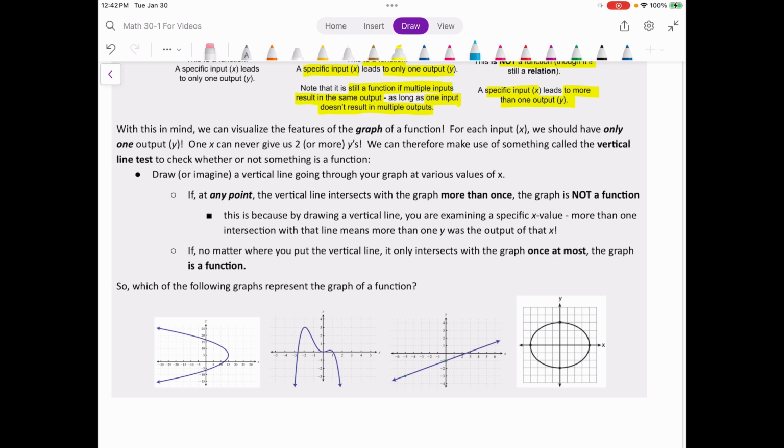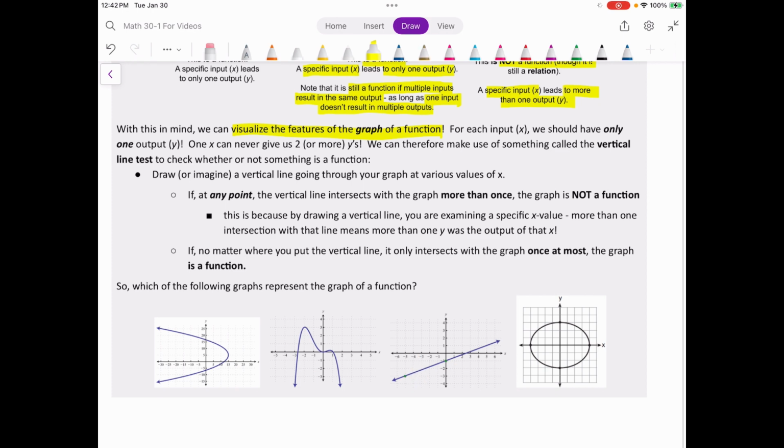So with this in mind, we can visualize the features of the graph of a function, right? Start thinking about that. What does that mean? What would the graph look like if each x only ever gives us one specific y, right? If you look ahead a bit here, you can start to think about which of these graphs looks like a function, which one only ever gives us one specific y value at each individual x value.